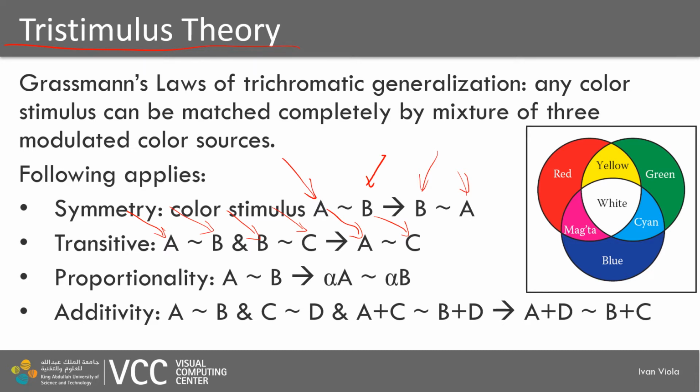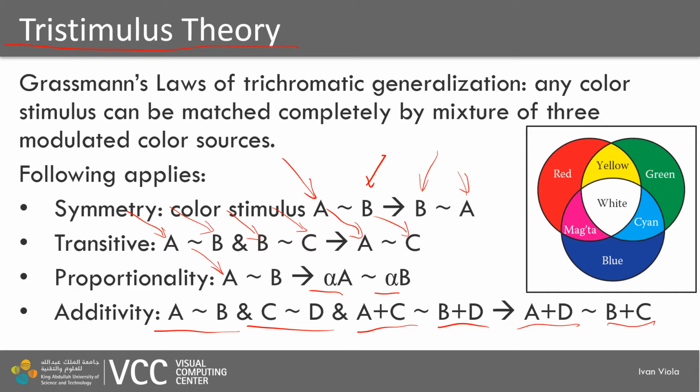The proportionality says that if we see a match of a stimulus A with B, their scaled versions should also be in a match. And the additivity property tells us that if we have a match of stimulus A and B and C and D, then the additive combination of the two color stimuli A and C will also match B and D, and A and D will match B and C.